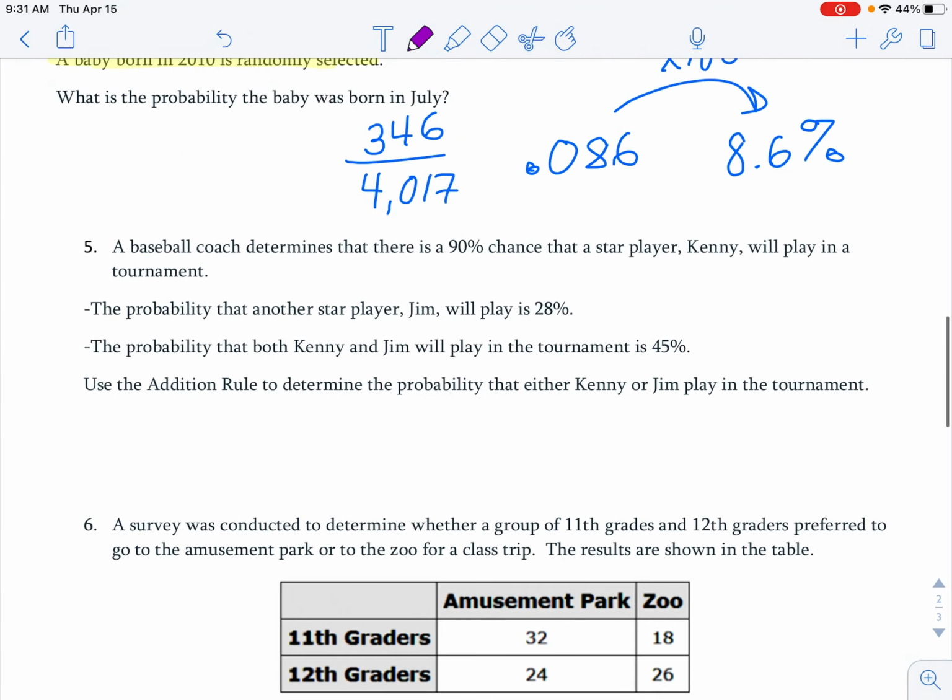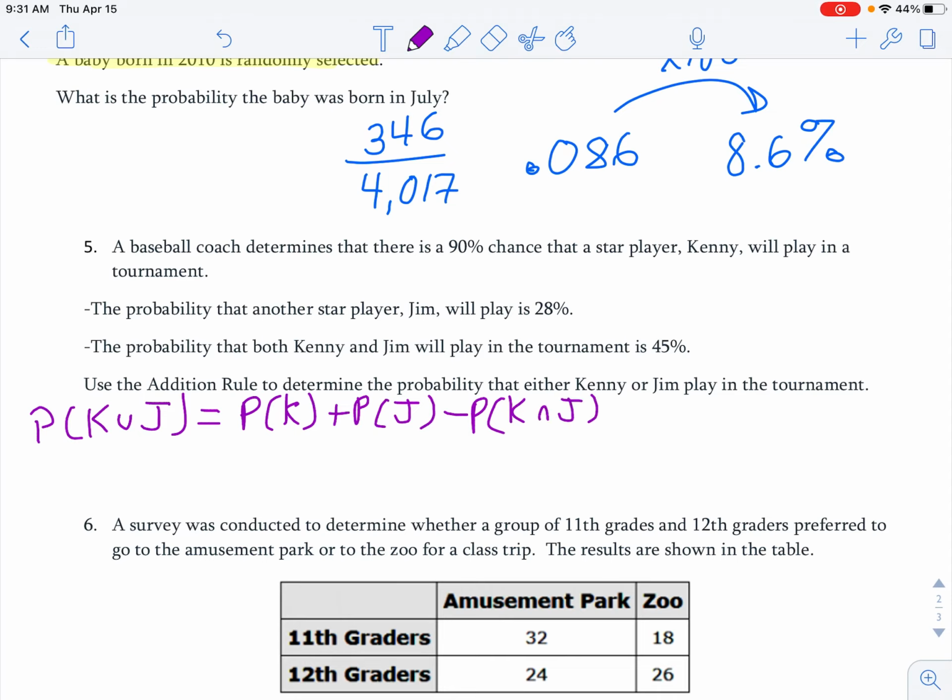So we already talked about the addition rule once. Let's talk about it again. The probability that Kenny or Jim plays equals the probability that Kenny plays plus the probability that Jim plays minus the probability they both play. Since we're given nice, crisp, clean percentages, we can just keep it as is. So Kenny, 90%. Jim, 28%. Both, minus 45%.